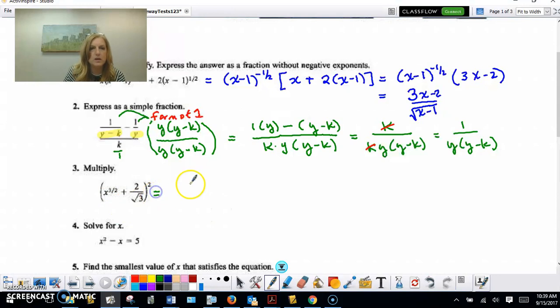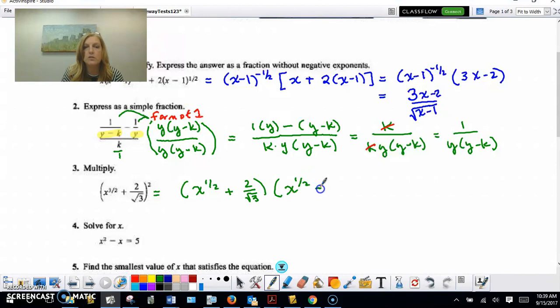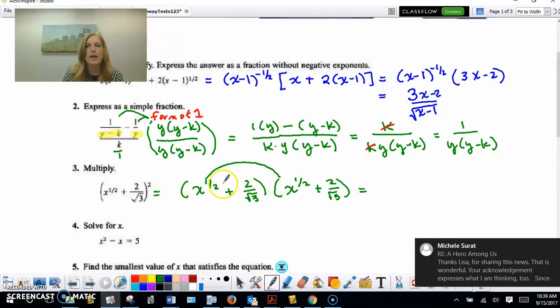Here in our second problem, we have x to the 1/2 plus 2 over the square root of 3, squared. When you are squaring, please remember that you are FOILing, that you do have a middle term, that you have your first, outer, inner, last. So make sure not only are you distributing and taking your first, and you add your exponents. So 1/2 plus 1/2 would give you an x.